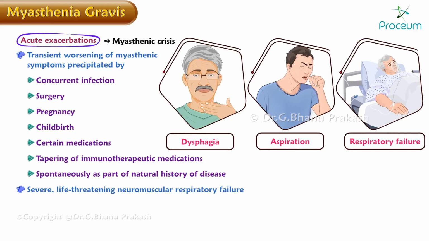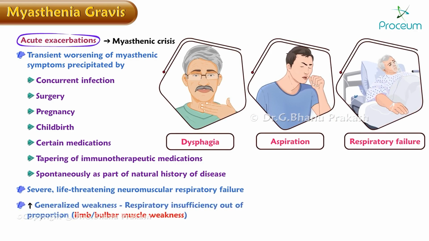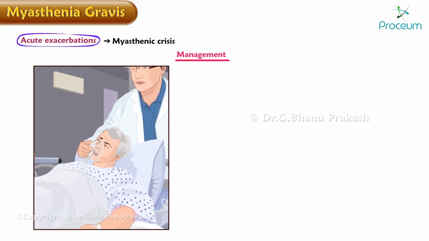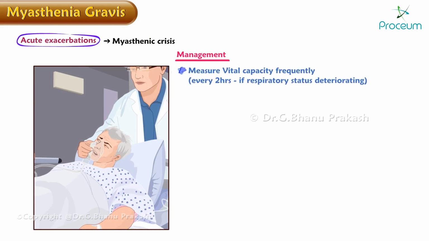Patients in myasthenic crisis typically experience increasing generalized weakness as a warning, although occasionally a patient will present with respiratory insufficiency out of proportion to their limb or bulbar weakness. Management of myasthenic crisis. Admit to the intensive care unit. Measure vital capacity frequently, as often as every 2 hours, if the respiratory status is deteriorating.